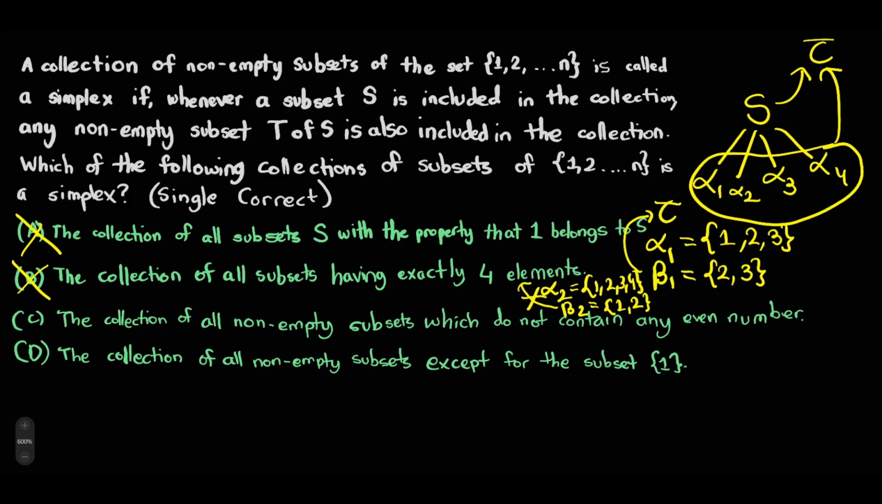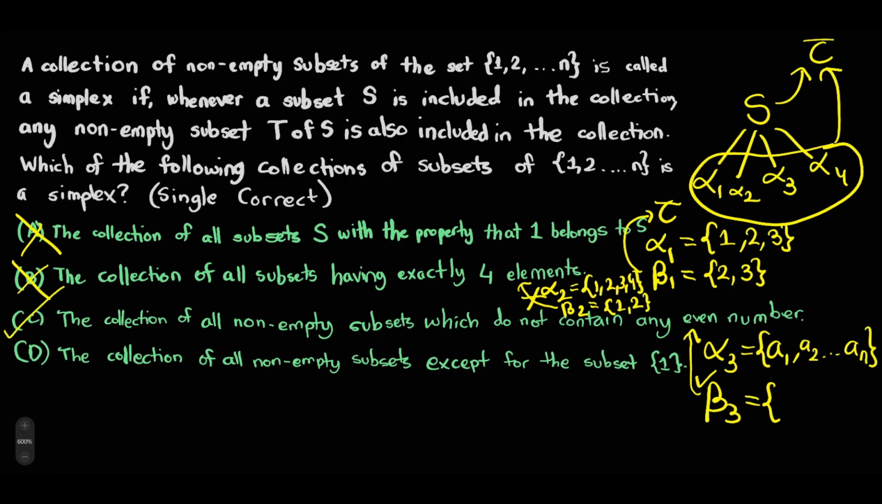Let's check option C. The collection of all non-empty subsets which do not contain any even number. Let's take a set alpha 3 and let's say it contains elements a1, a2 and so on up to an. And let's say that we have a subset beta 3. Now, clearly, alpha 3 does not contain any even numbers, so it must be a set of odd numbers. And beta 3, being a subset of alpha 3, will also contain only odd numbers. And by extension, beta 3 will be included in the collection described in C. Therefore, option C is a simplex.